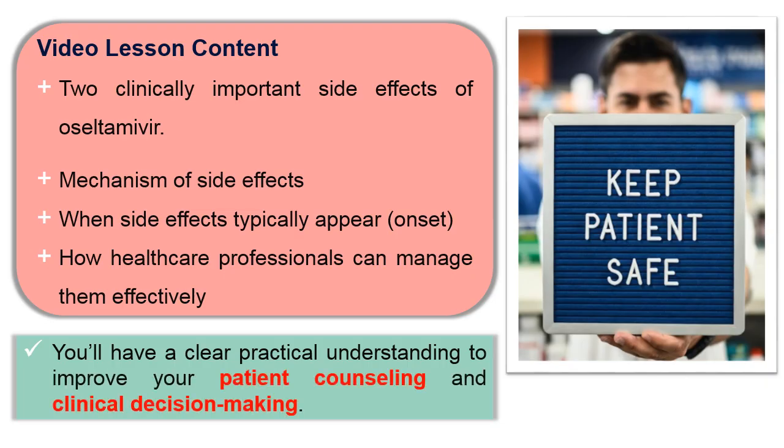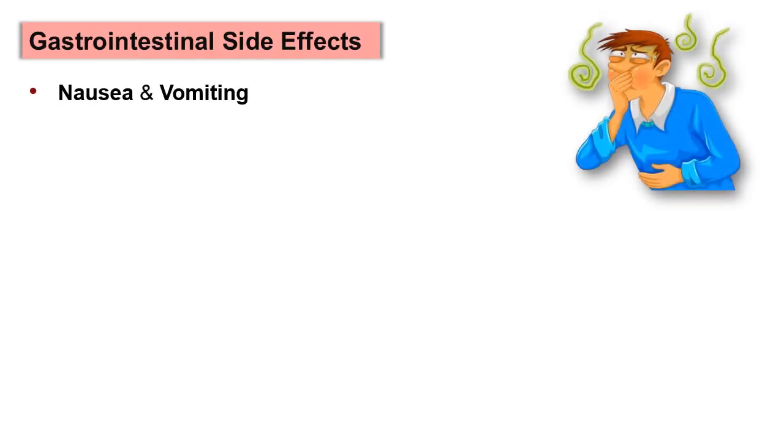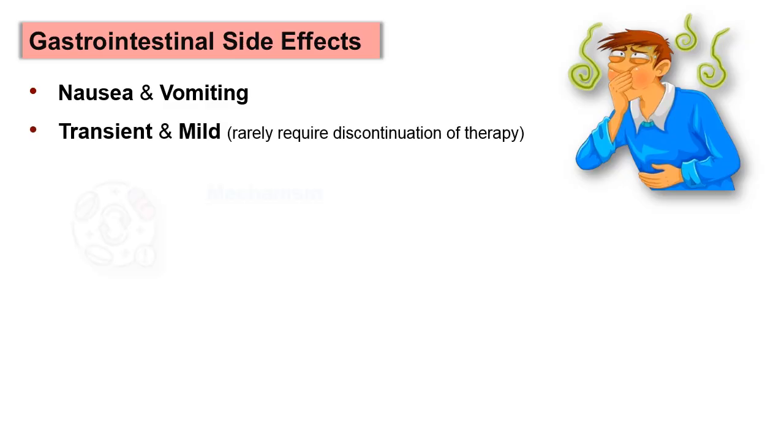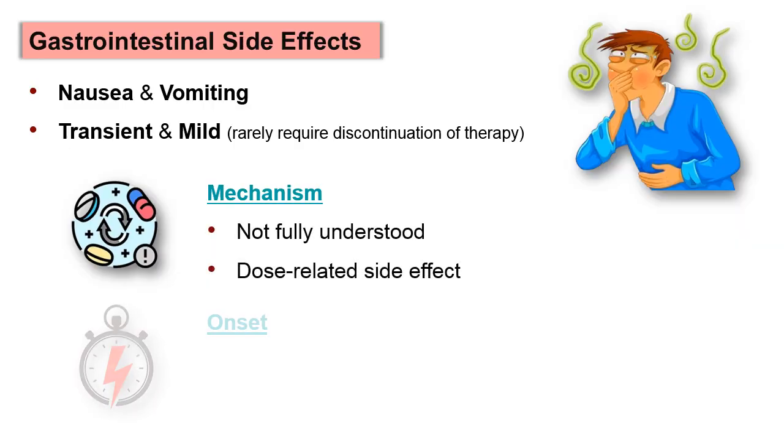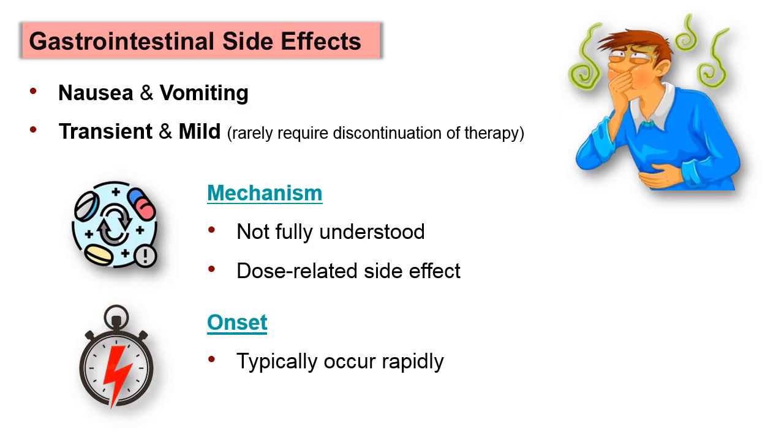Let's take a closer look at these clinically significant adverse effects. The most common side effect of Oseltamivir is the gastrointestinal side effects, particularly nausea and vomiting. These reactions are usually transient, mild, and rarely require discontinuation of therapy. The exact mechanism isn't fully understood, but the side effects appear to be dose-related. They typically occur rapidly, most often within the first 2 days of treatment.